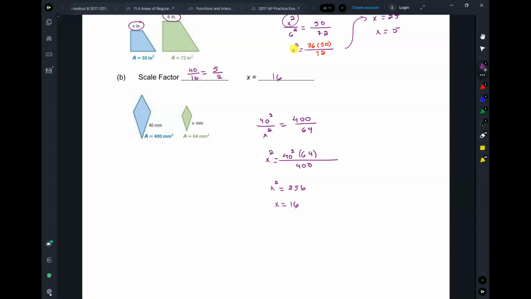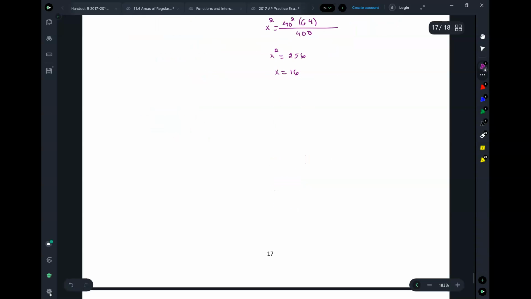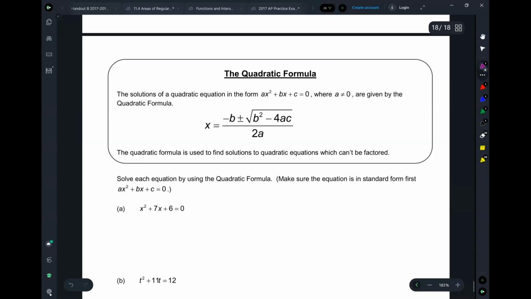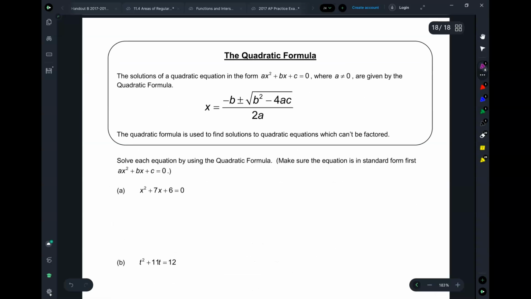Yeah. Times 64. Over 400, not 40. Maybe just pressed over 40. Yeah. Okay. Next, the quadratic formula.